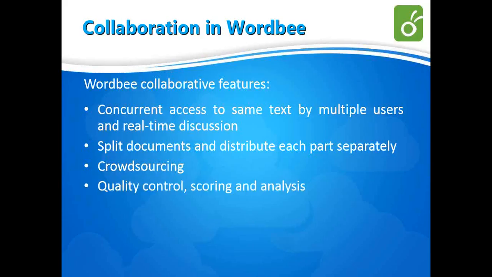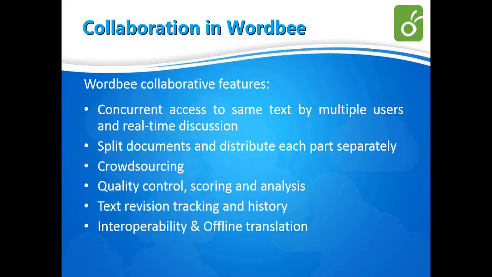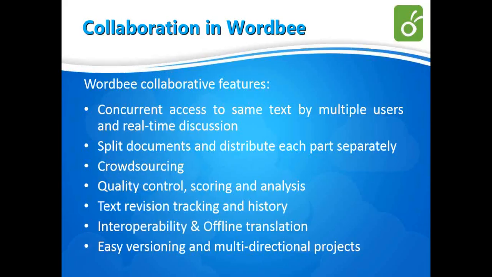We have quality control, scoring and analysis also in the CAT editor. For the project manager, Wordbee allows text revision, tracking and history. This is really important. There is also interoperability and offline translation, easy versioning and multi-directional projects. This is also very important, and we will see it later during the demo. And finally, the preview of translated documents.